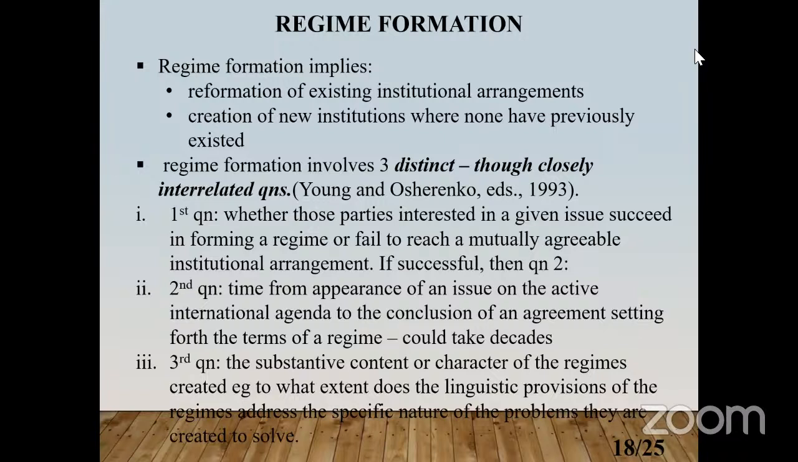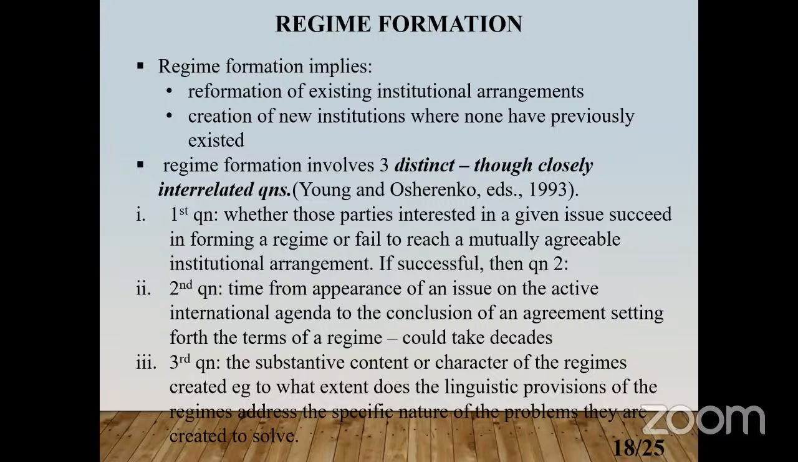Now, regime formation generally involves three distinct, though very closely related issues. When you talk about how regimes are formed, there are three questions we'd like to ask ourselves. The first question, in chronological order, is whether those parties interested in a given issue succeed in forming a regime, or rather they fail to reach a mutual agreement, an agreeable institutional arrangement.